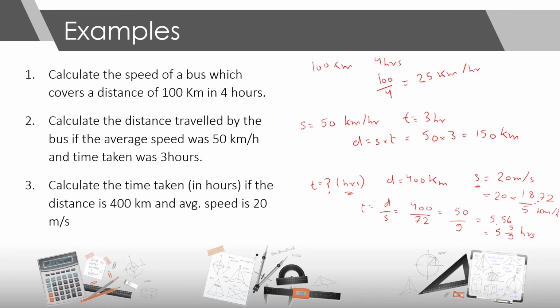So I hope that the concept is clear. Speed is equal to distance upon time. We have used that same formula. In the third part, we also converted speed from one unit to another. Now let's look at a little bit more complicated example.